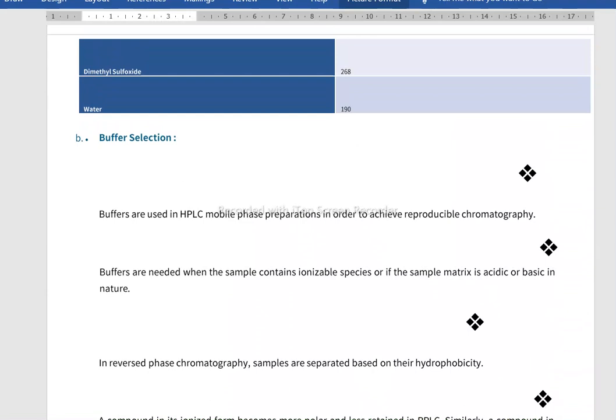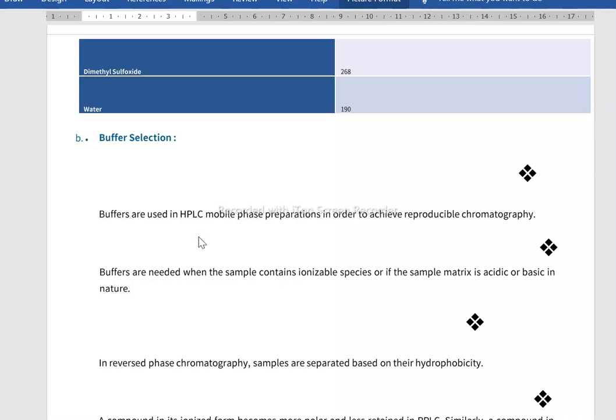Buffer selection. So why do we use buffer in HPLC? Buffers are used in HPLC mobile phase preparation in order to achieve reproducible chromatography. Buffers are needed when the sample contains ionizable species or if the sample matrix is acidic or basic in nature.